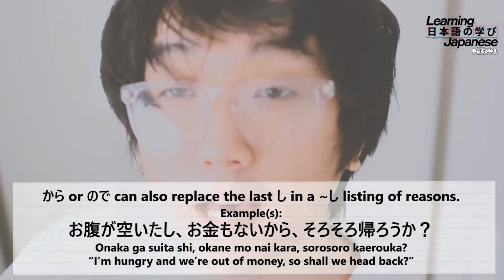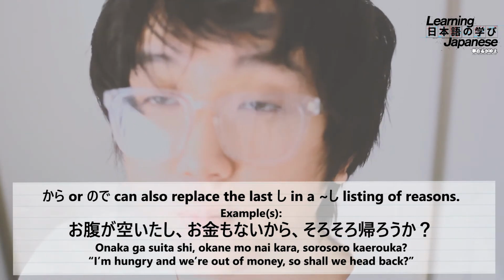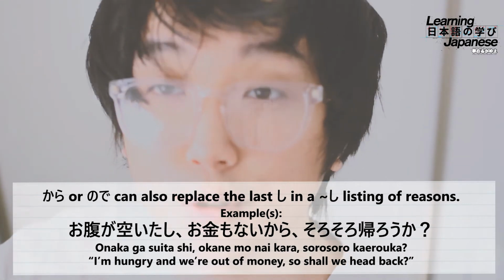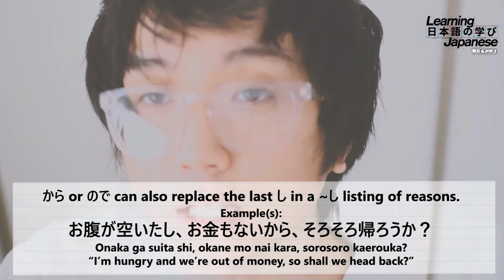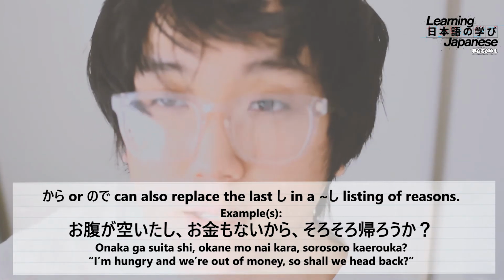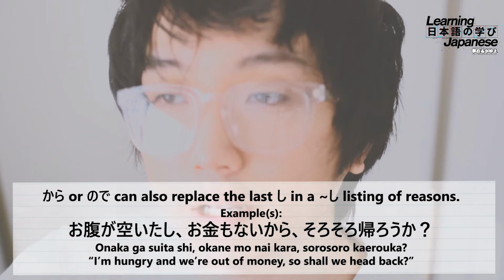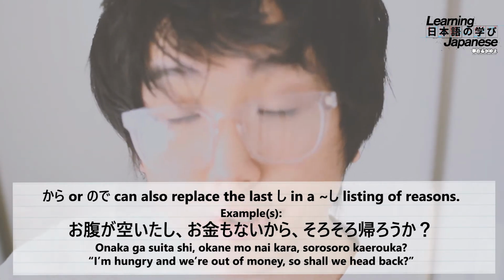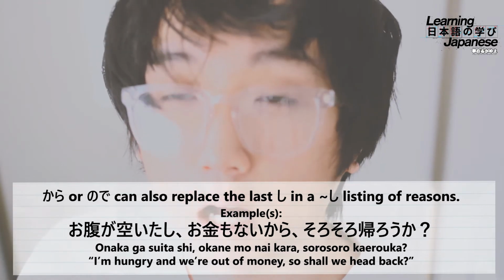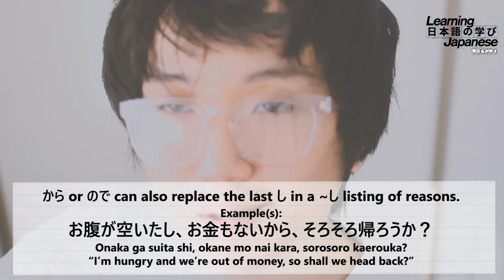Suita is a past ta form, so that's a plain form, which means we can just plug in shi right after it to start a list or use it as a reason. So onaka ga suita shi is like because I'm hungry, or I'm hungry so... But we're also going to provide another reason in our established list here, and it's also going to be the last entry in the list. So we'll use kara instead of shi because we just want to, I guess.